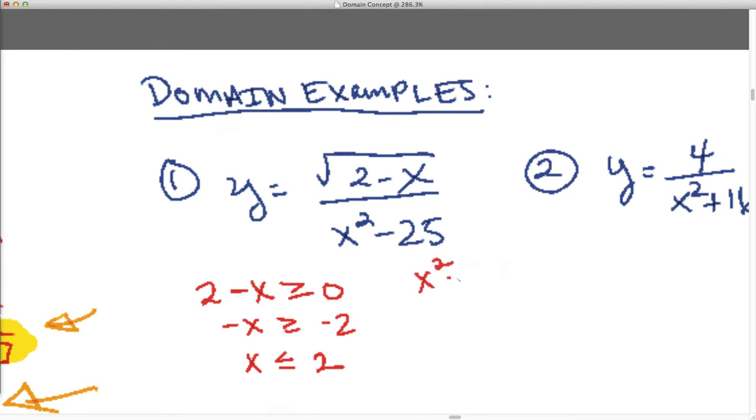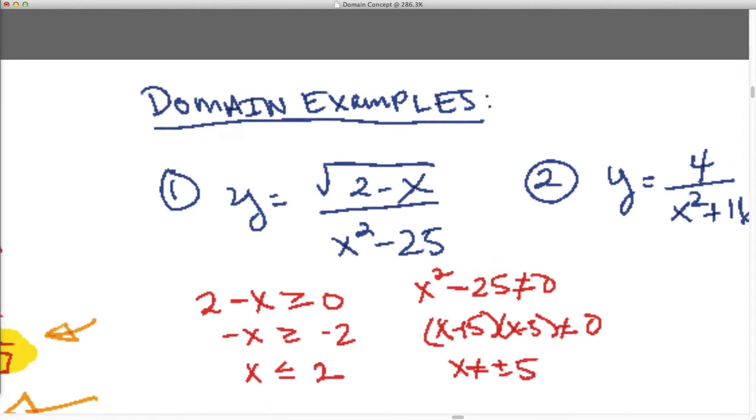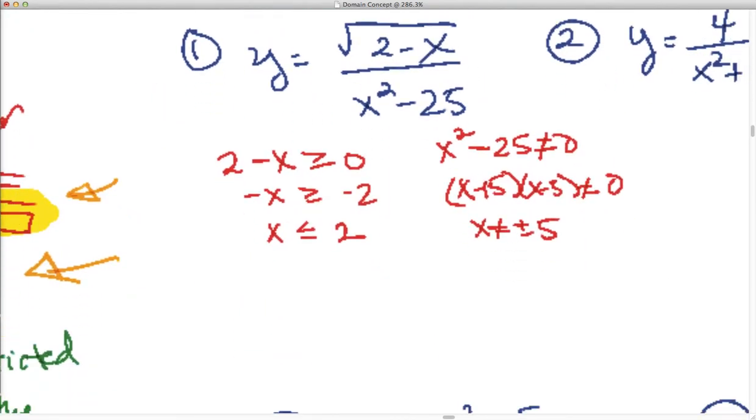And then the other part is that the bottom cannot equal 0. So we get x plus 5, x minus 5, because it's a difference of two squares. And then you're going to get x cannot equal plus or minus 5. And then at that point, what do we do? Well, we draw a number line and combine your answers.